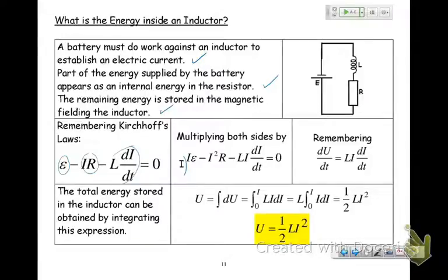And if we remember that du by dt, the rate of change of energy, equals Li di by dt, we get that the total energy stored in the inductor can be obtained by integrating this. So integrate. And we're going to get the integral of Li di with respect to time, and so L, and we end up with that. And I just don't know why.